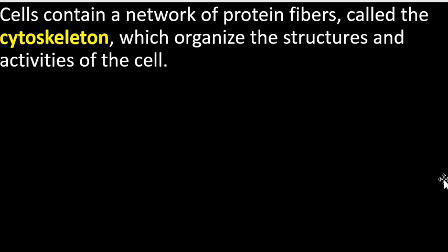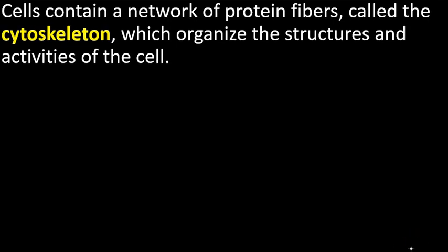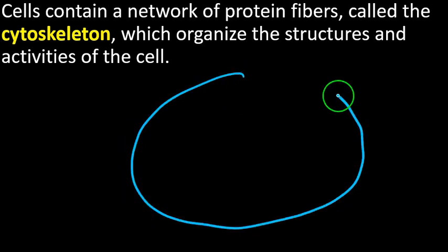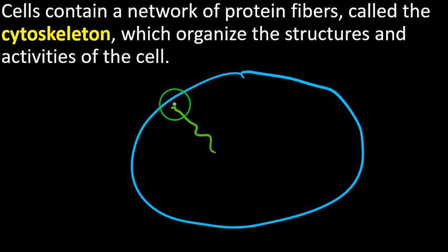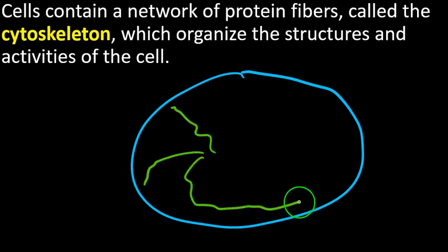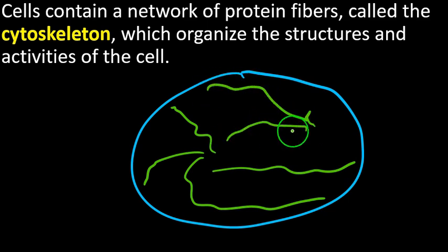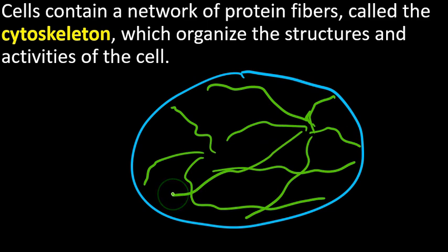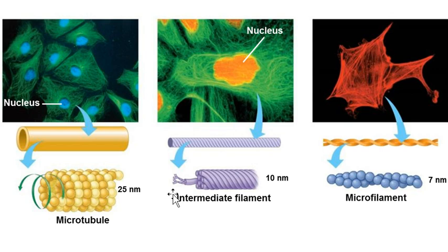All right, now the next thing is that cells contain a network of protein fibers called the cytoskeleton. So if we have a cell, that cell is just kind of a glob like that, and in order to hold its shape, you have to have all these protein-like structures that emanate out and maintain the shape of that cell so that it can stay the circle that it is. All right, there are three different kinds of cytoskeleton elements.